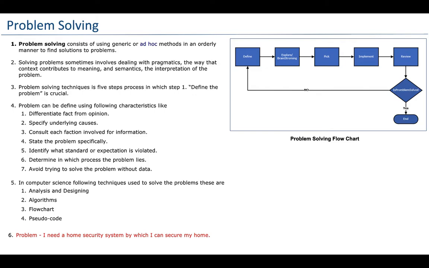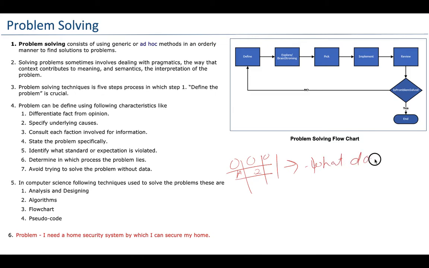In layman's language, the way and the technique to solve the problem is called the problem solving technique. It involves some ad hoc methods or some generic methods to solve the problem. So what is an ad hoc method? An ad hoc method sometimes requires you to draw some tabular data and put some values here and there and get the idea.